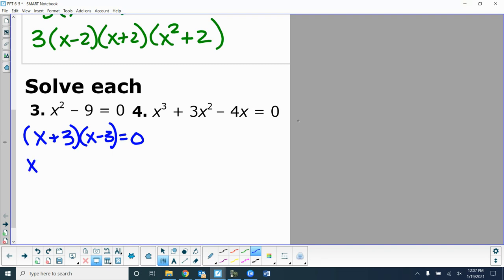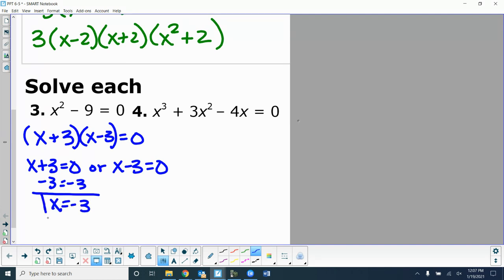So then our zero product property says, if this times this is 0, either this one equals 0 or this one equals 0, right? So what do I do to get x alone here? Subtract 3, right? So this zero or root is negative 3. Here I have to add 3, right? So we call those zeros or roots.